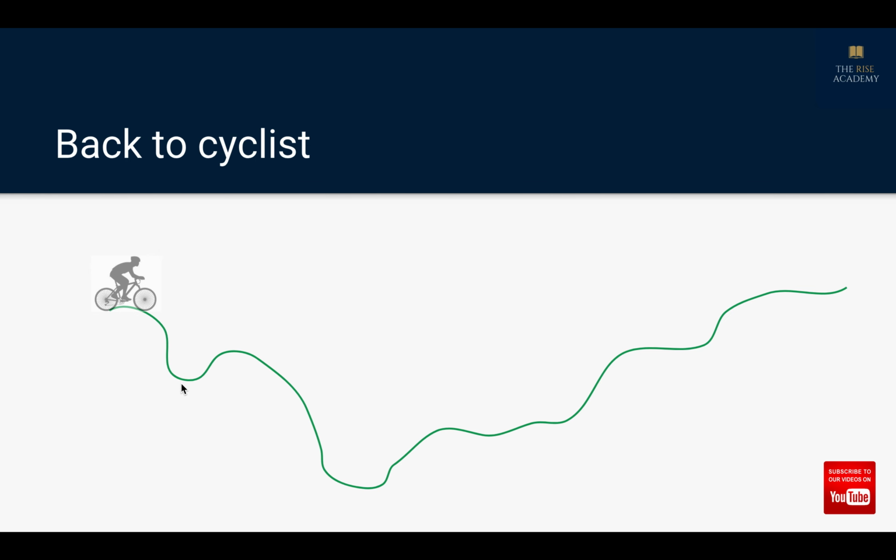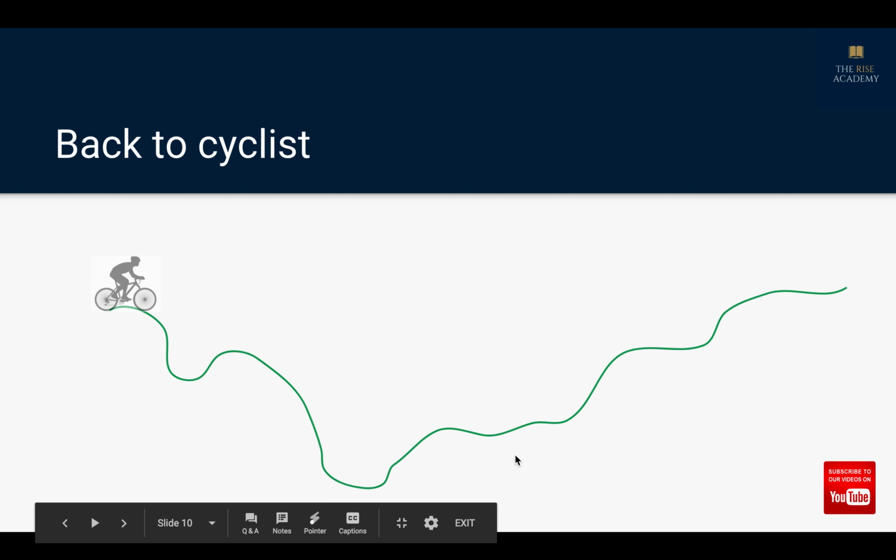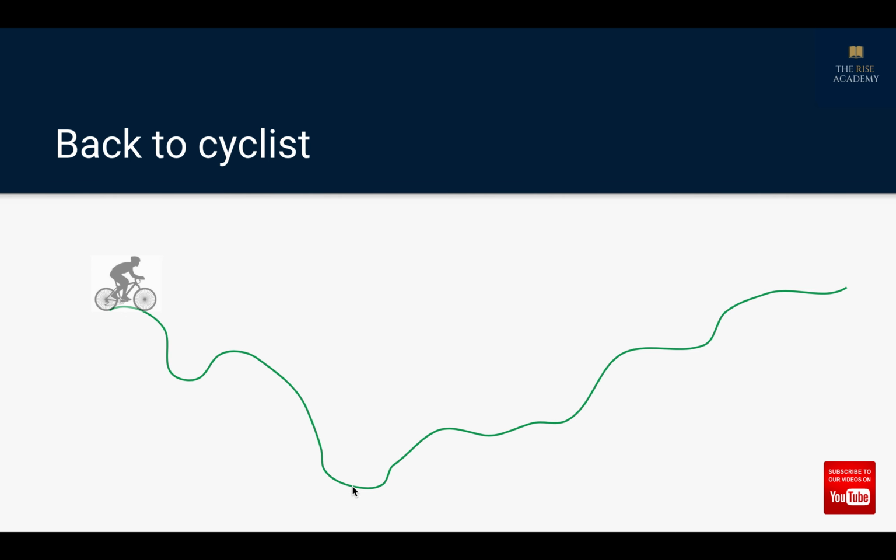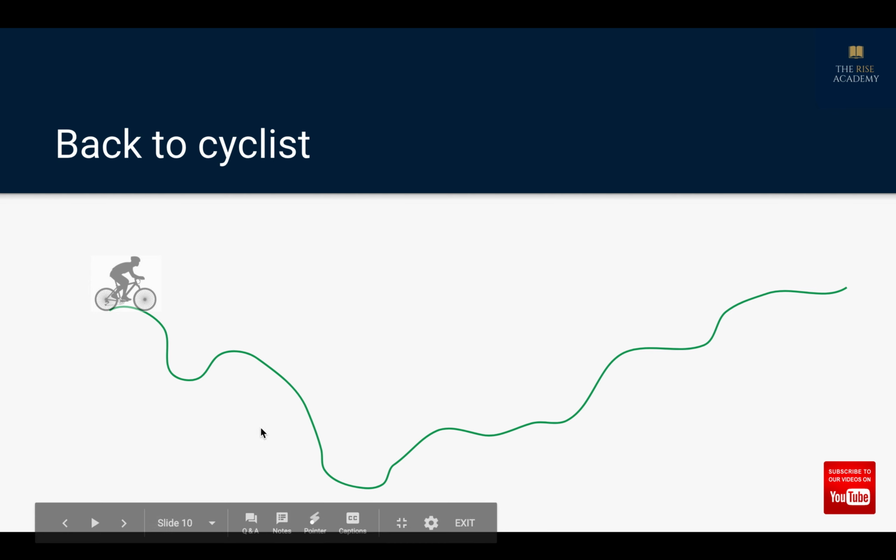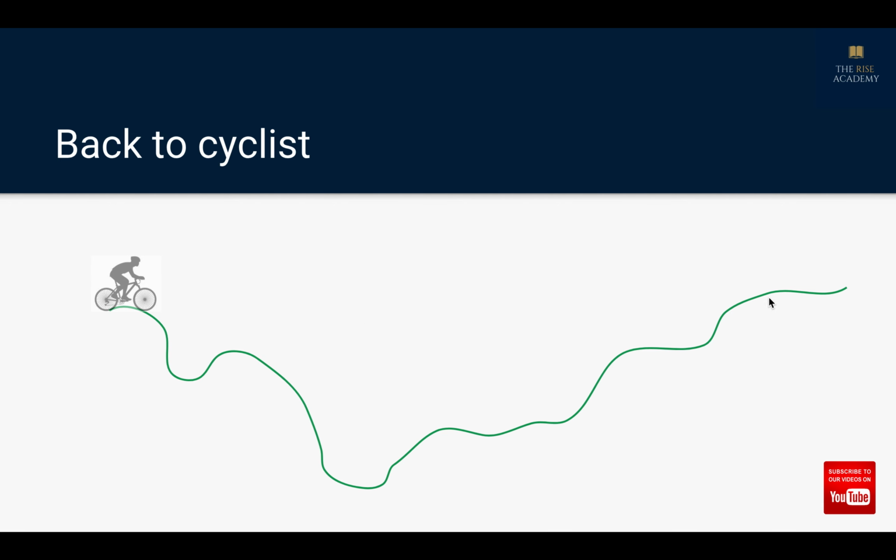So he may assume that this is the minimum point because he has no view of what is going on in the surrounding, and the minimum value of this function is actually here, isn't it? And in the same way, he may think that this is maybe my maximum point, but the maximum point is actually somewhere around here, but he has no view of it, right?